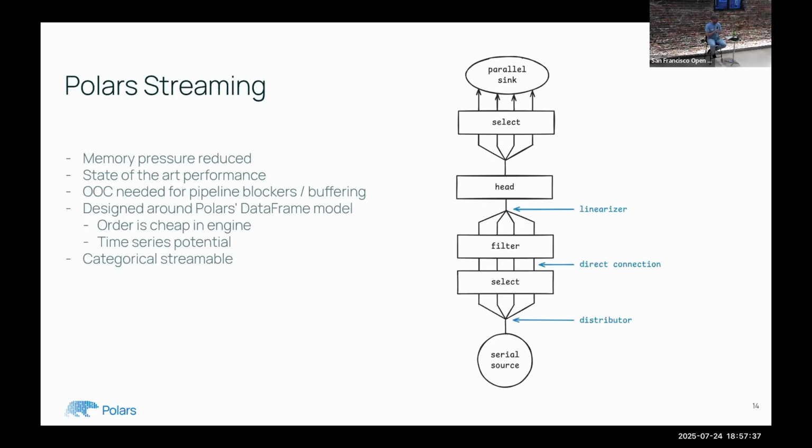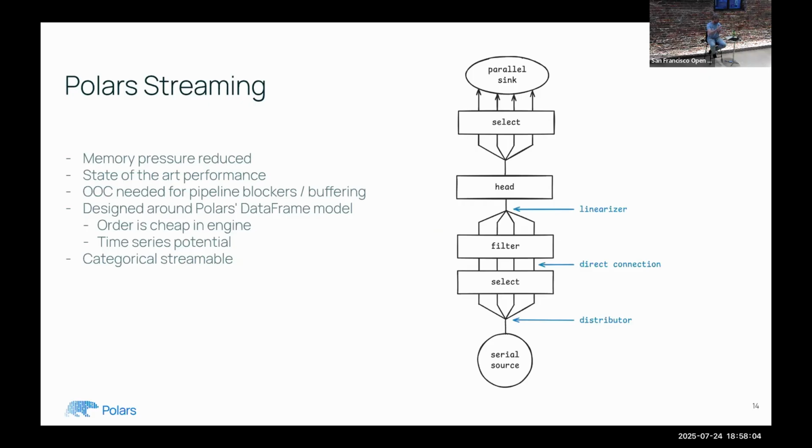So Polars streaming reduces your memory pressure a lot. It has state-of-the-art performance. We need out-of-core for pipeline blockers so that you can also process datasets that don't fit in memory. A sort, for instance, is a pipeline blocker. You cannot do that in a streaming manner. You need all the data before you can sort. Then you want to spill to disk efficiently. We're also adding that, it's on our roadmap.